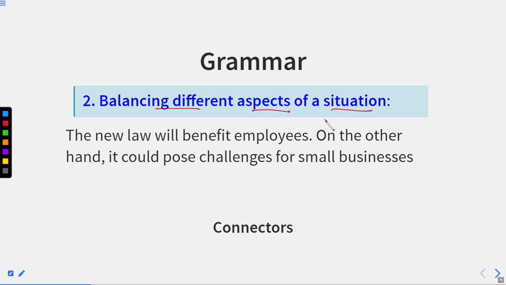Balancing different aspects of a situation. The new law will benefit employees. On the other hand, it could pose challenges for small businesses. Suppose there is a situation, some law that has been introduced. Now we can see both the benefits and demerits of that particular law. So this is how it is shown in the sentence. Here we are balancing different aspects of a situation, whatever the law is, how it can balance both aspects.